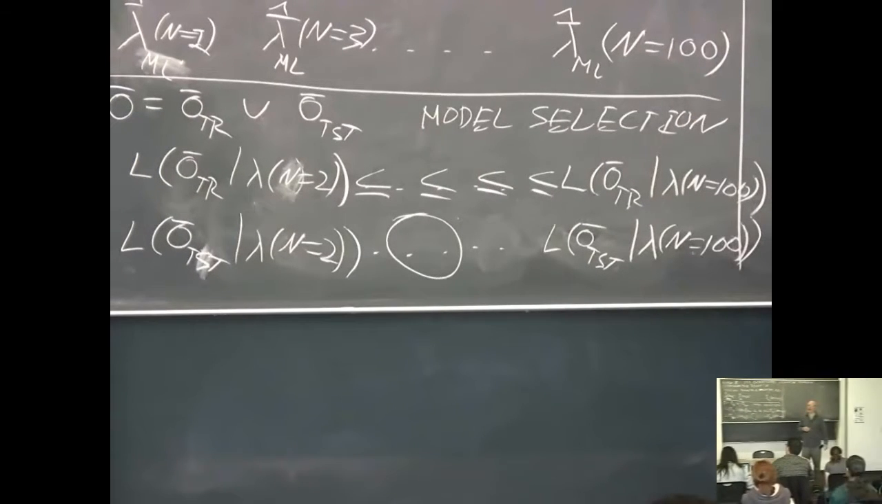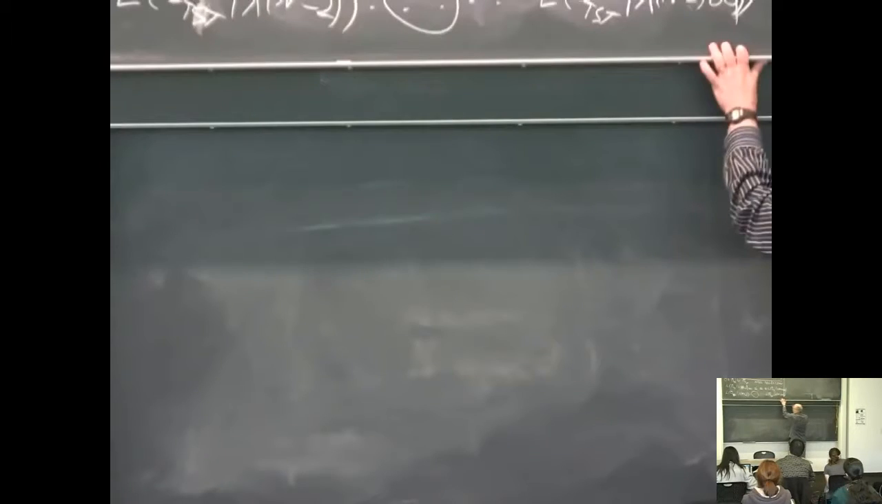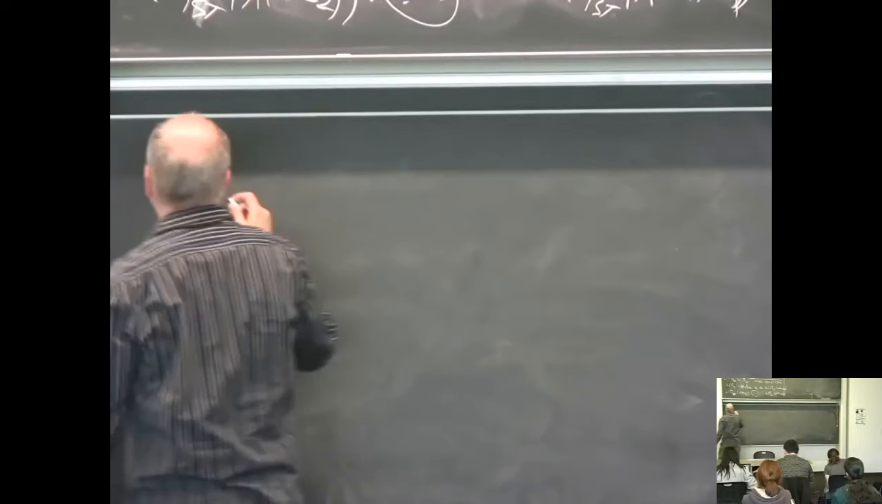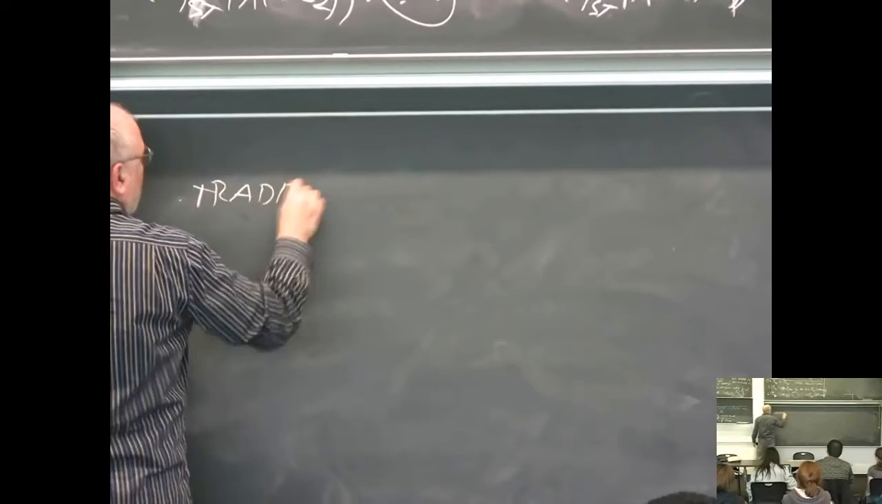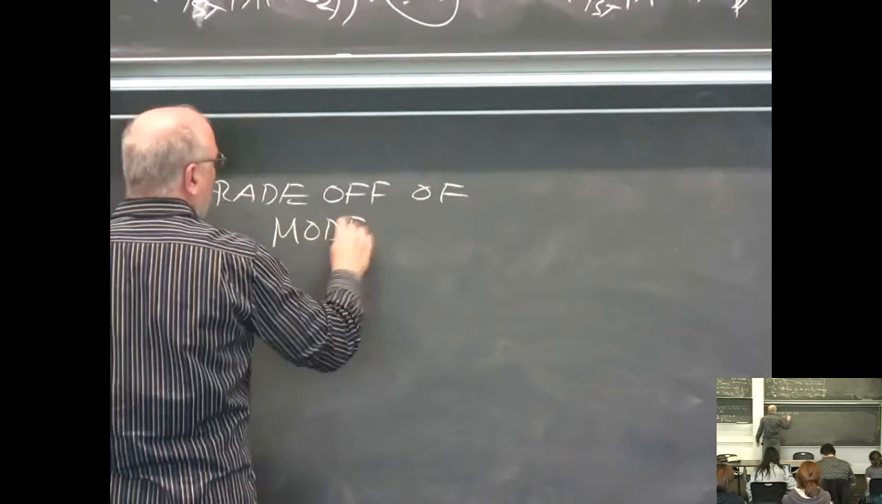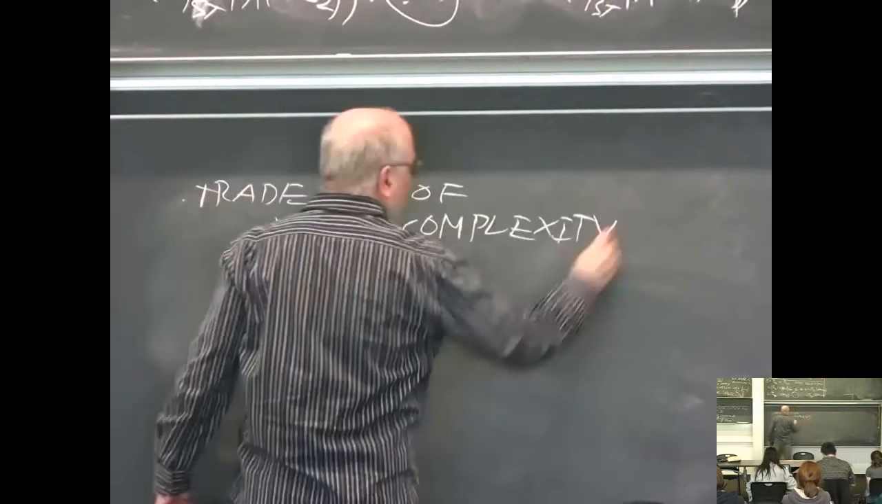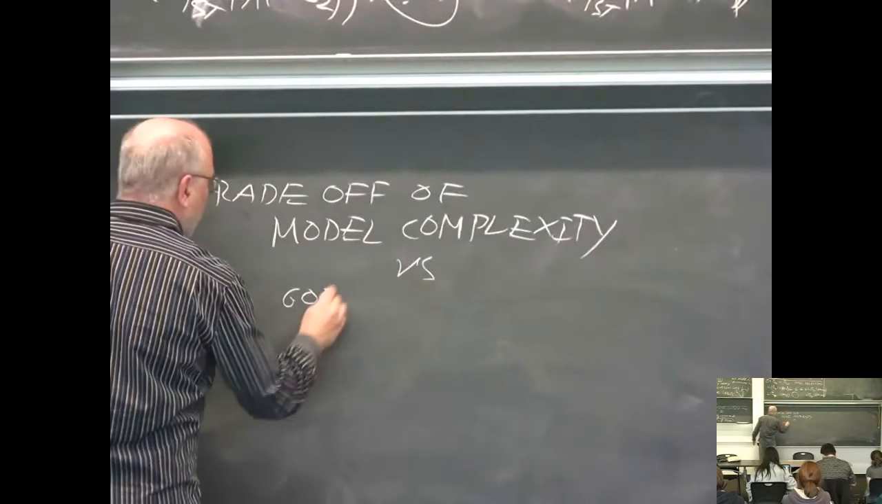But in general, you can think of the parameters that you add as added degrees of freedom that have to justify themselves by a certain amount of improvement. So this is a way of weighing complexity versus goodness of fit. The trade-off of model complexity versus goodness of fit of the model to the data.